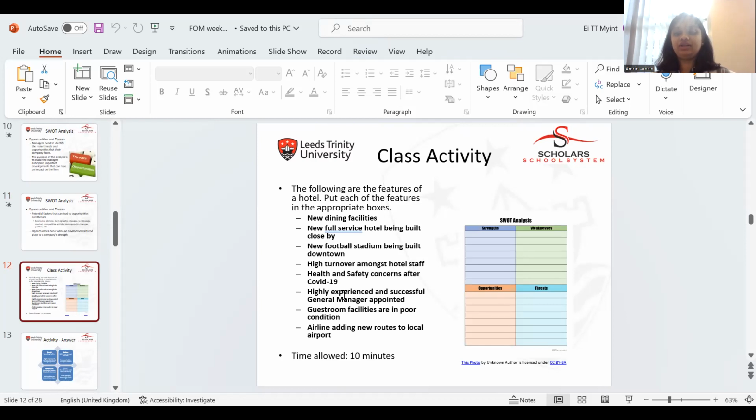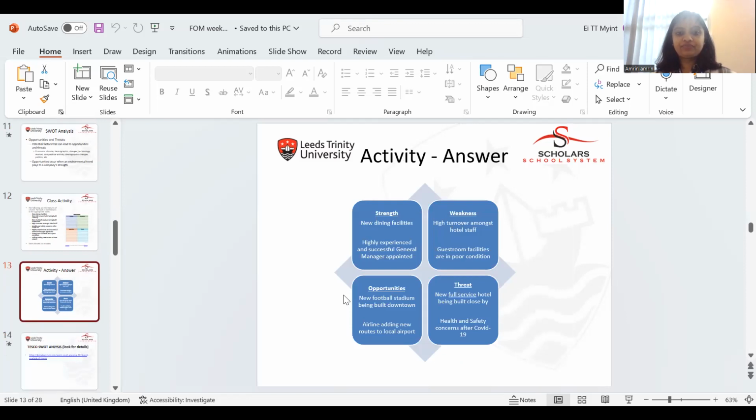What do you think would be the strength? What do you think would be the weakness, opportunity, and threat? That's an activity of 10 minutes. I would appreciate it if you start doing this activity. Once we start studying in the class, I would like you all to do this activity. These are the answers I will show you for now.